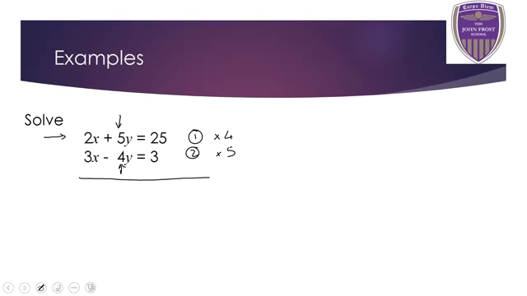Multiply everything through on this top equation by 4. So we get 8x plus 20y equals 100, for 25 times 4. And on the second equation, we multiply it through by 5. So we get 15x for 3x times 5, minus 20y equals 15 for 3 times 5. Now relabel them number 3 and 4.